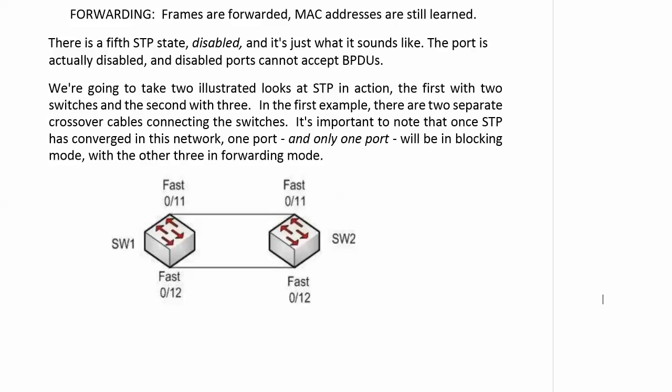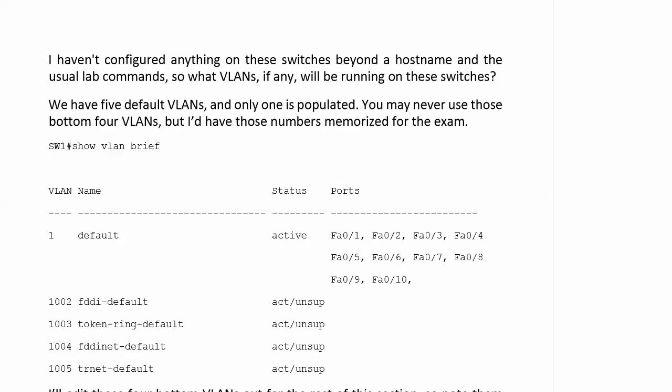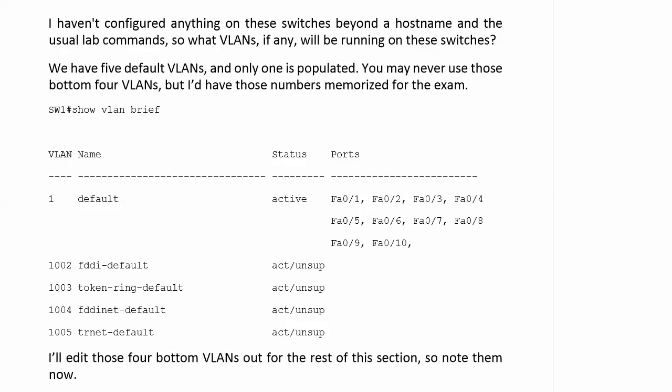Let's go ahead and take a look at what exactly is going to happen here. First, we'll start on switch 1. Now, we have 5 default VLANs here. Only one of them is going to be populated, and that's VLAN 1, and that's of course our default VLAN, our native VLAN, and all the ports, all the access ports that is, are members of VLAN 1 by default.